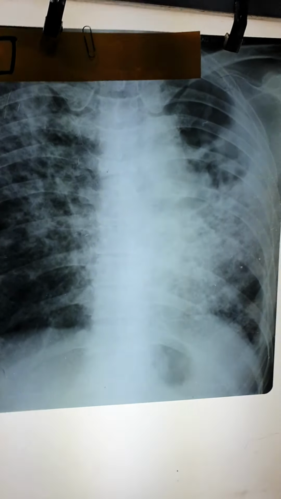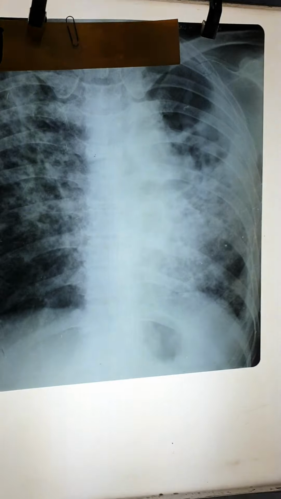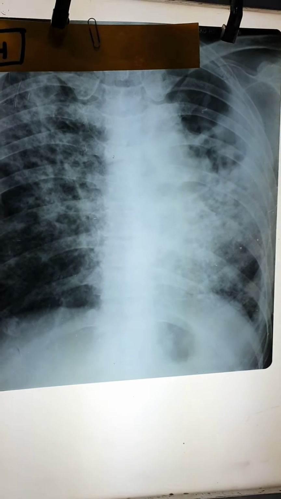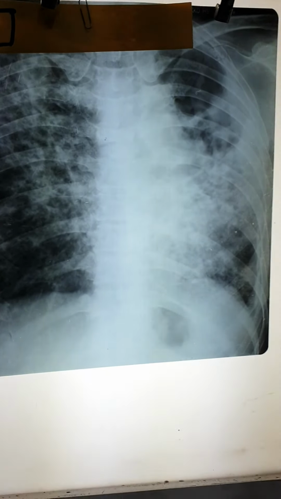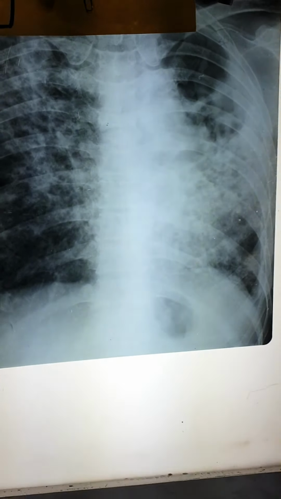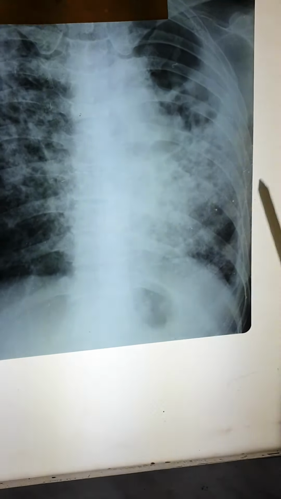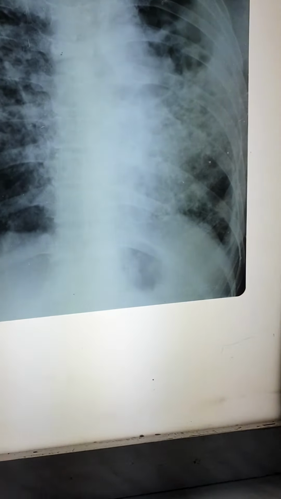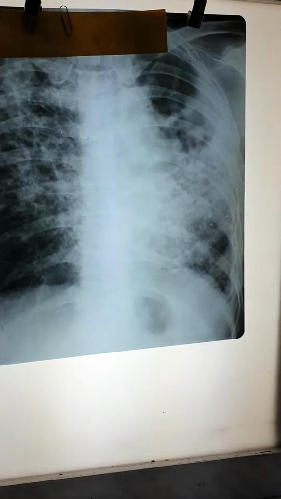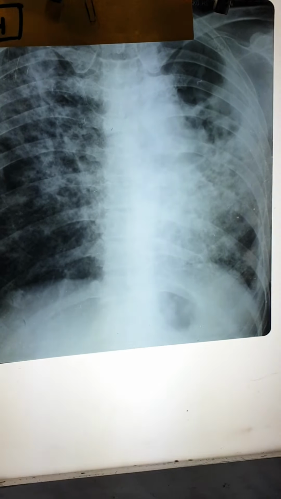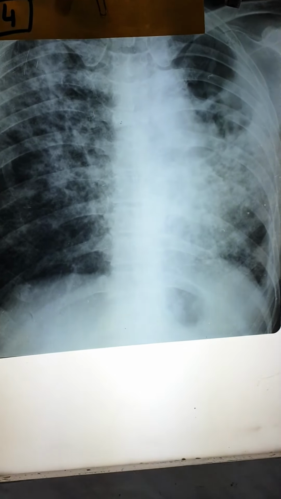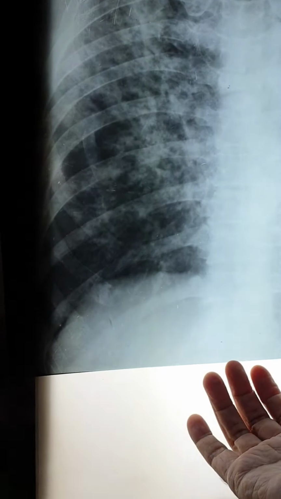What are the findings? This is an abnormal chest X-ray, both sides, upper zone, mid zone, infiltrative lesions are there, ill-defined shadows. One cavity on the other side, the left side, and most likely this is a possibility of pulmonary tuberculosis. Once again, extensive pulmonary tuberculosis. So X-ray number 4, I talked about.